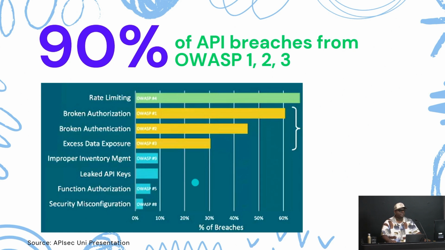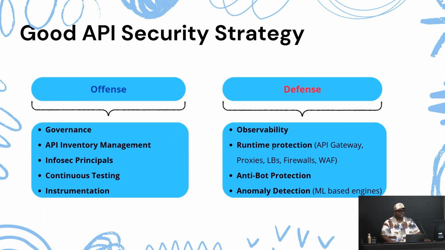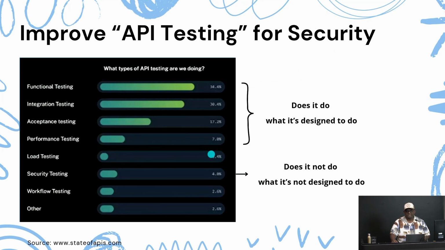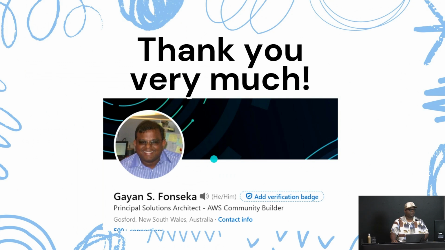90% of the attacks happen in the first 1, 2, and 3. So ensure you do your authentication, authorization, all those things properly. And you need to have a proper strategy for offense and defense. In the interest of time, I'm not going to go into detail, but have a good governance mechanism and cover all these areas. And so you will be good. And in terms of testing, you are always testing, does it do what it is designed to do? But you never check, does it not do what it is not designed to do? That is related to the security point.